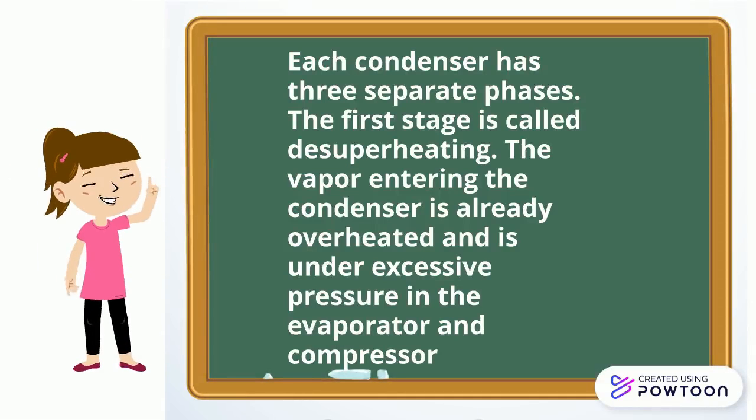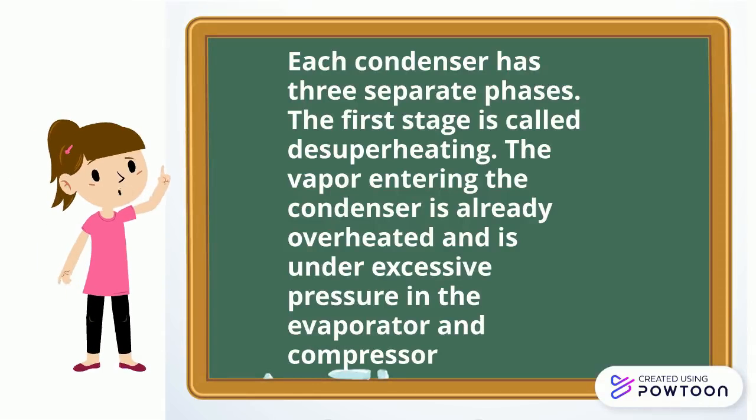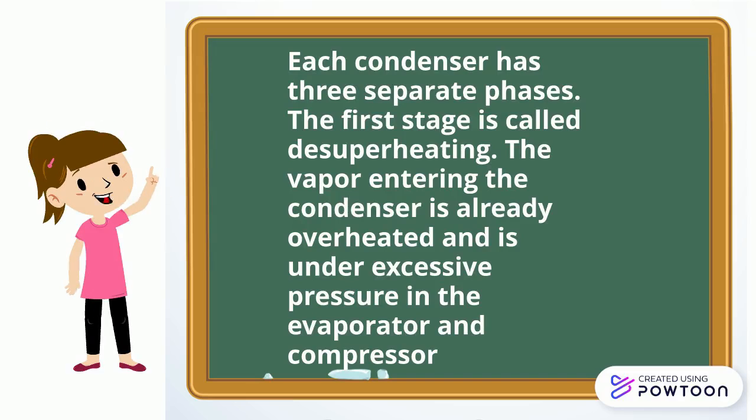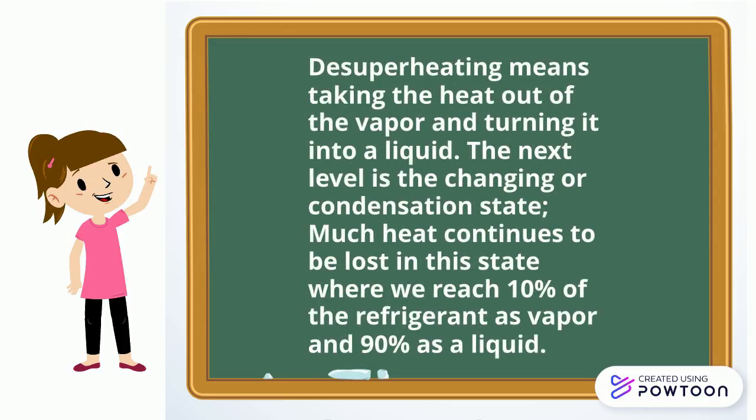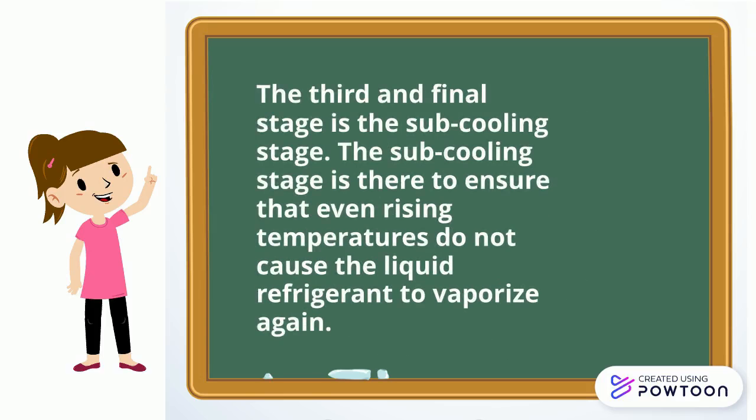Each condenser has three separate phases. The first stage is called de-superheating. The vapor entering the condenser is already overheated and is under excessive pressure in the evaporator and compressor. De-superheating means taking the heat out of the vapor and turning it into a liquid. The next level is the changing or condensation state. Much heat continues to be lost in this state, where we reach 10% of the refrigerant as vapor and 90% as liquid. The third and final stage is the subcooling stage. The subcooling stage is there to ensure that even rising temperatures do not cause the liquid refrigerant to vaporize again.